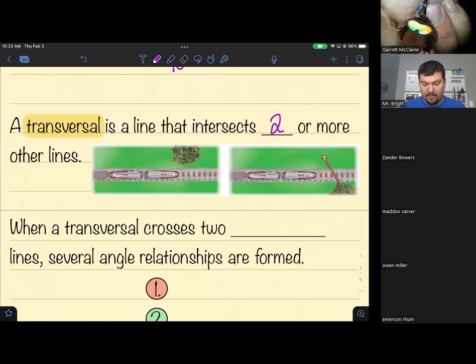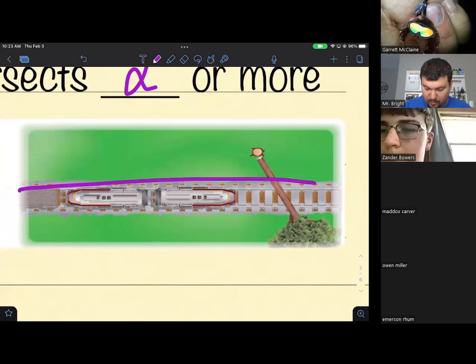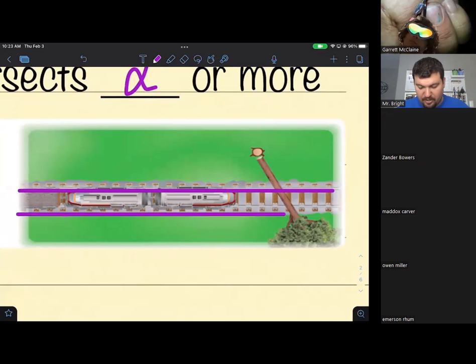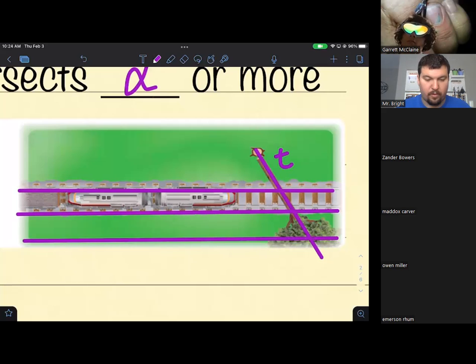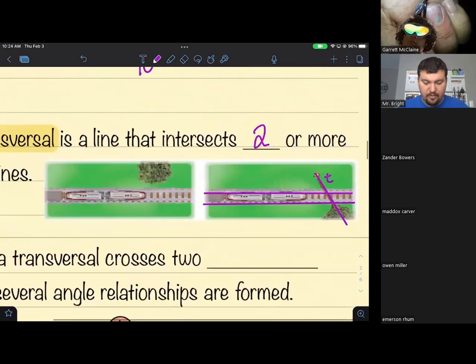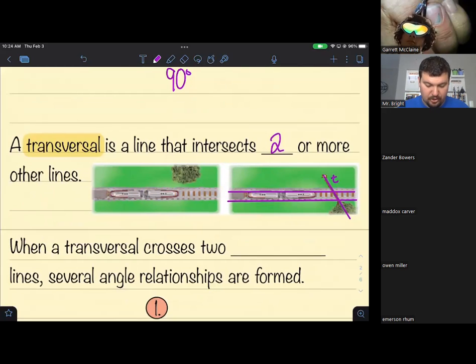So the example they have here is of a railroad track, which would have two parallel lines. Usually when we talk about transversals, we think about them crossing a set of parallel lines. And then the tree here is crossing the railroad track, and that tree would be the transversal because it's crossing the parallel lines. The two railroad tracks aren't crossing, they're only crossing the transversal. So they're not transversals because they're only crossing one line. The transversal is crossing two lines, or it could be 3 lines if there was more than one railroad track there. So a transversal is a line that crosses or intersects two or more other lines.